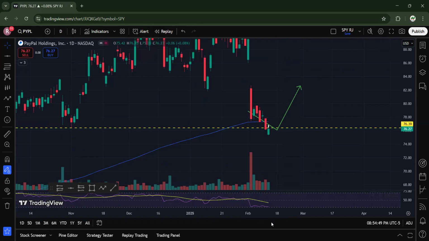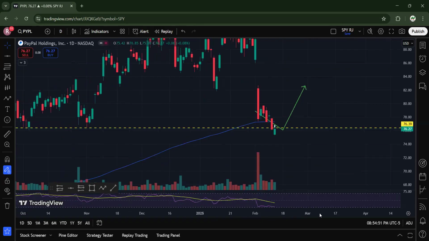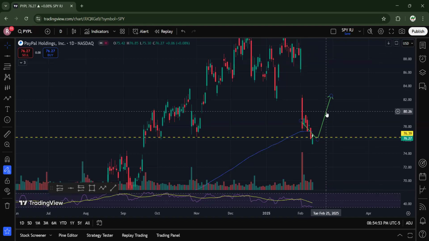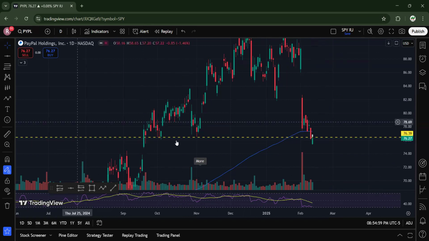PayPal, basic principles. We have a level right here, right? So notice we're using past data. Past data is helping you determine what's more probable to happen in the future. If it's been bouncing here before, you want to bet your money on it bouncing there again. All right, that's what's more probable to happen.